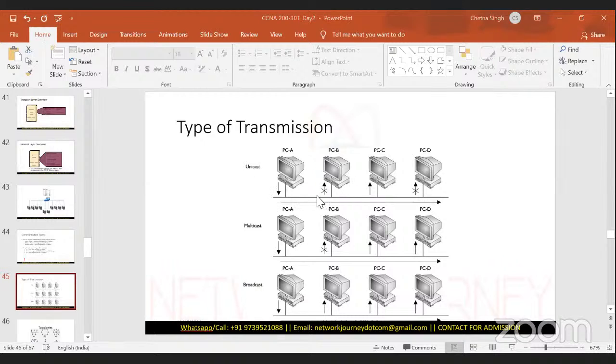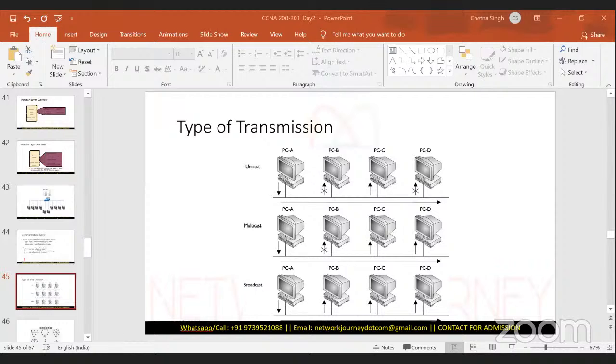Coming down to this, this is how we can check it. If it is a unicast message, PCA to PCC, only the intended receiver will accept the packet. A multicast is where a group of people, say PCD, PCC and D, belong to the same group. And broadcast is where each and every PC is accepting the frame or the packet. So these are the three types of communication or transmission.